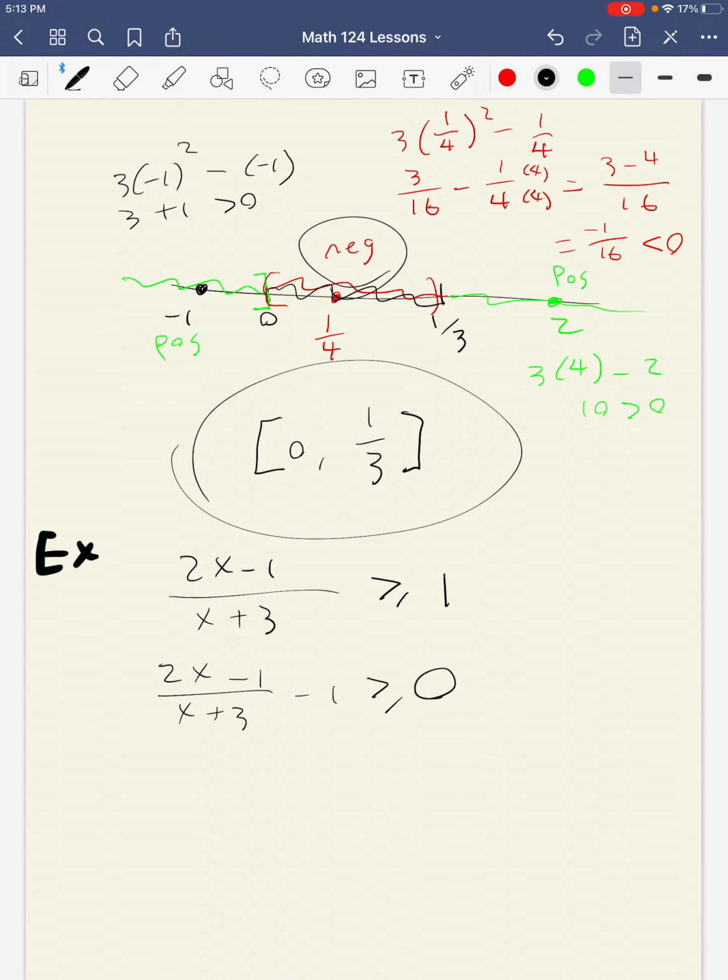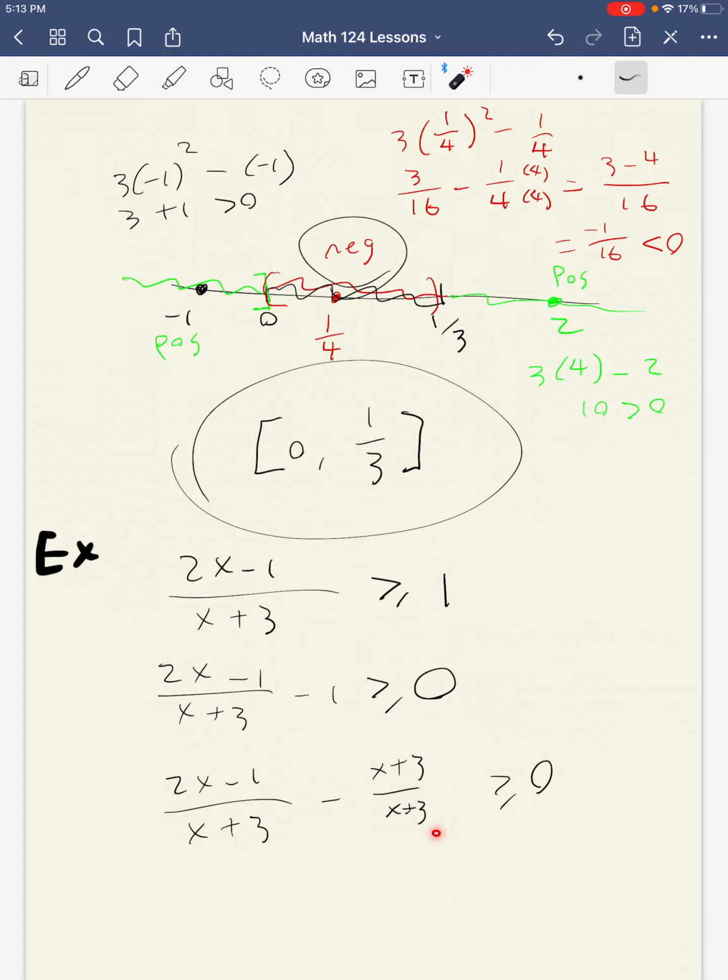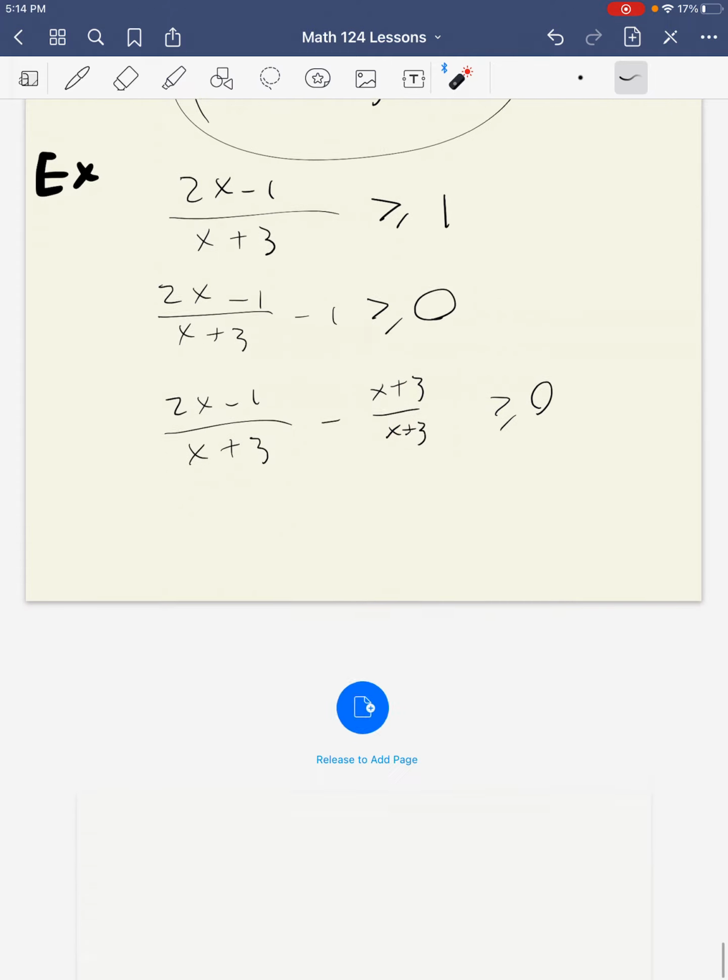So now I'm going to have to rewrite the problem as 2x minus 1 over x plus 3 minus x plus 3 over x plus 3 greater than or equal to 0. So I wrote this instead of 1, but they're the same thing. This divided by that, since they have the same thing on top as bottom, it simplifies to 1. But now I have the common denominator.